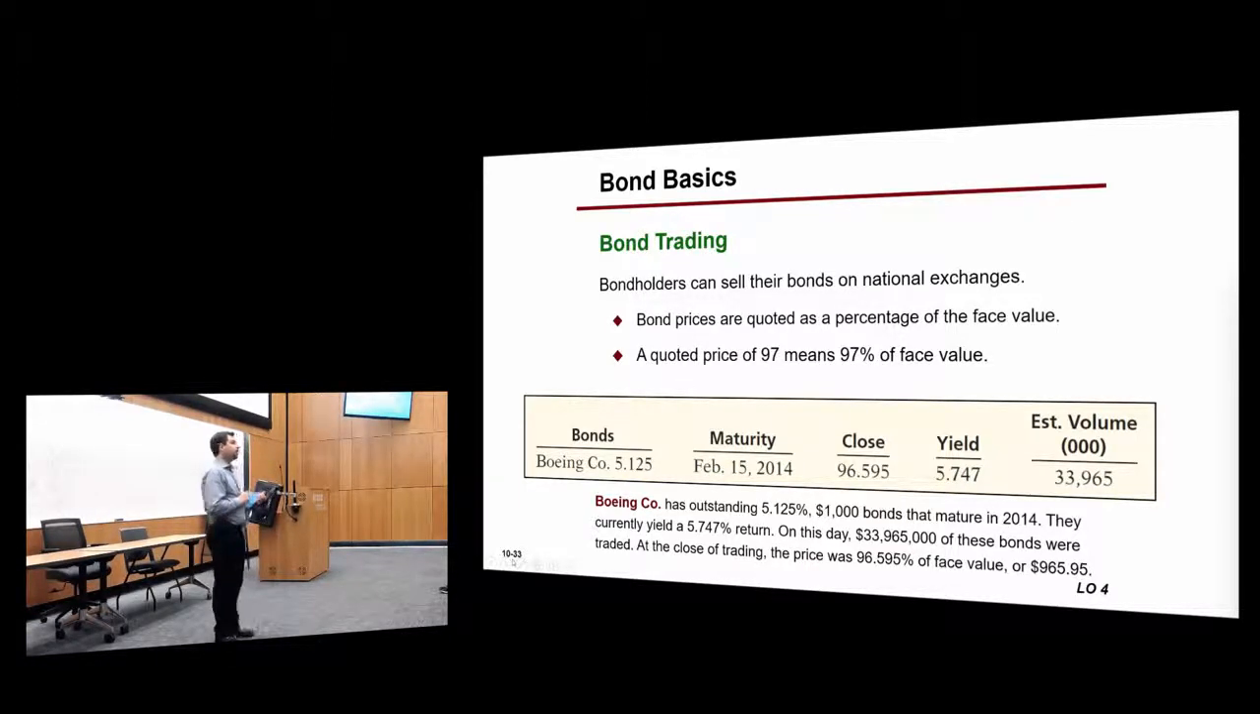So, for example, the way it says here, this is outstanding 5.125%. You have $1,000 bonds, that's the face value of the bond. They matured in 2014. Okay? You have the yield, and then you have, on this day, the volume traded. This is the volume of bonds that were traded on that day.